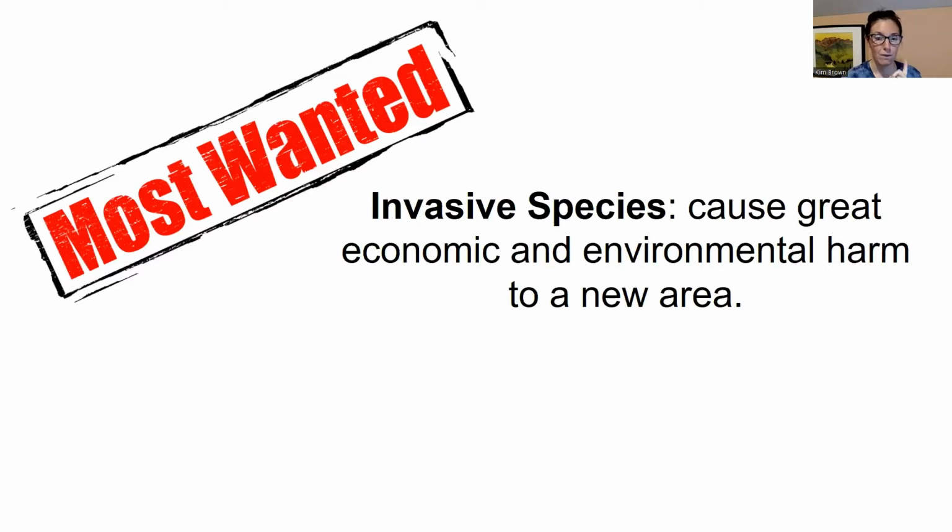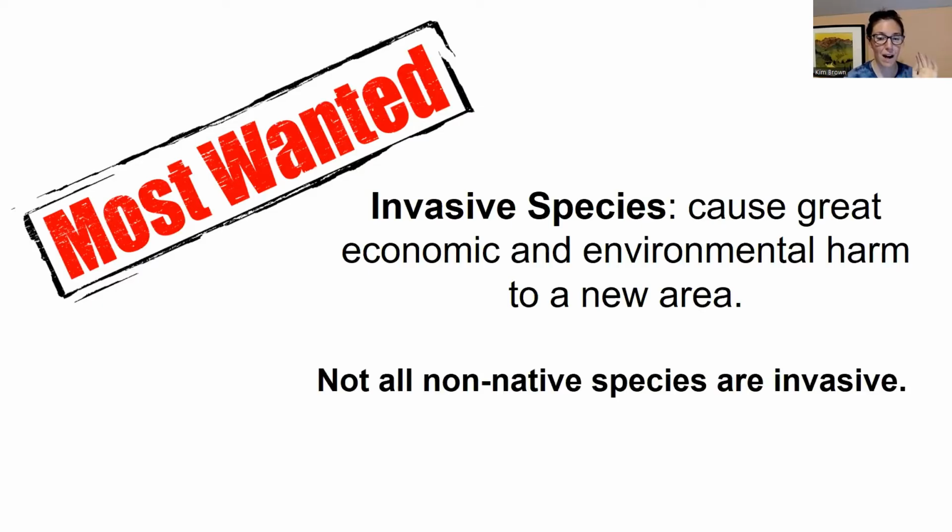So the green crab is a notorious invasive species. And so I wanted to define invasive before going much further. Invasive species has a particular meaning, and that is that it is a species that causes economic and environmental harm to a new area that it has been introduced to. I also want to reiterate that not all non-native species are invasive. Many of our agricultural crops are non-native but not invasive.